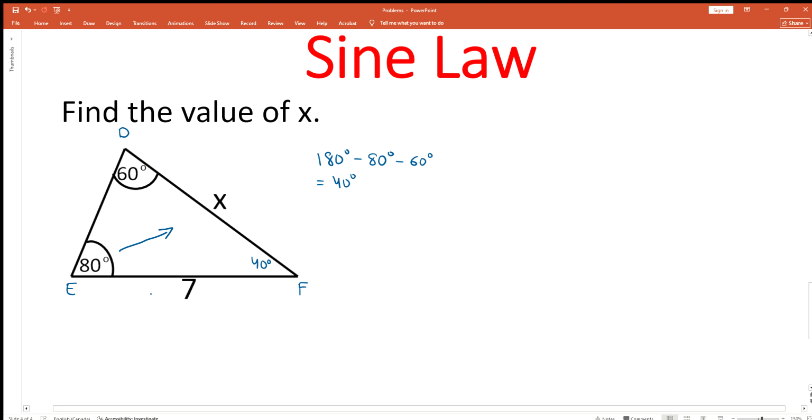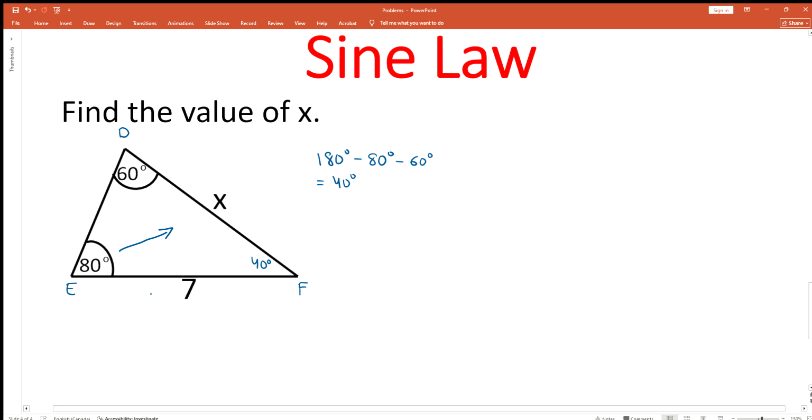So we can see that this is not a right angle triangle. This is an acute angle triangle because all angles in this triangle are less than 90 degrees. Since this is not a right angle triangle, we cannot use SOHCAHTOA to find the value of x. This is an important concept we need to understand and memorize.